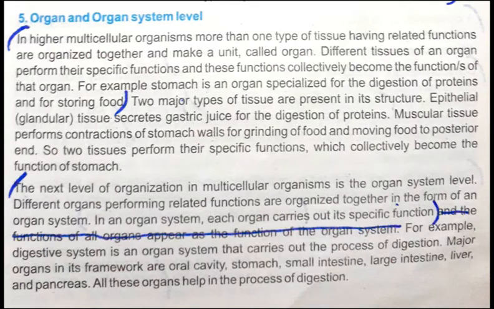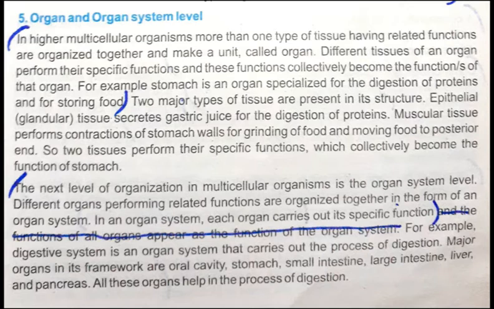As you know, in our previous lectures we have learned about different levels of organization. Until now we have learned about 4 levels of organization. First one is subatomic and atomic level. Second one is molecular level. Third one is organelle and cell level. Fourth one is tissue level. And now we will discuss organ and organ system level.